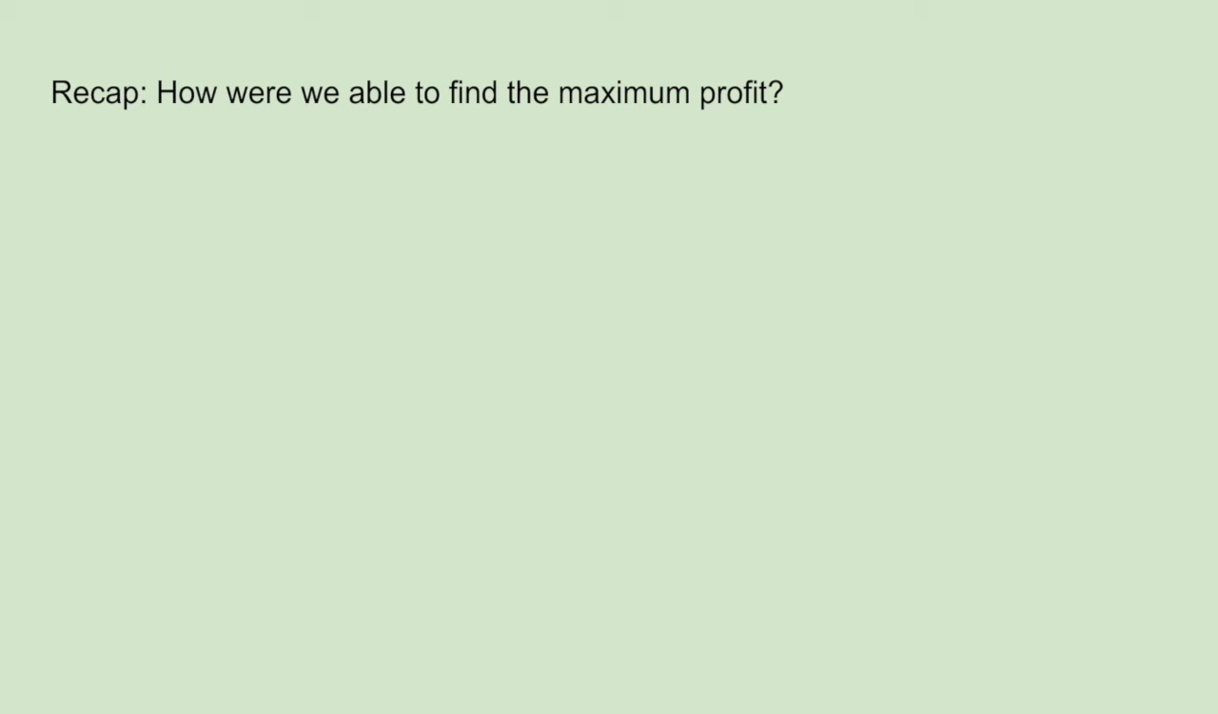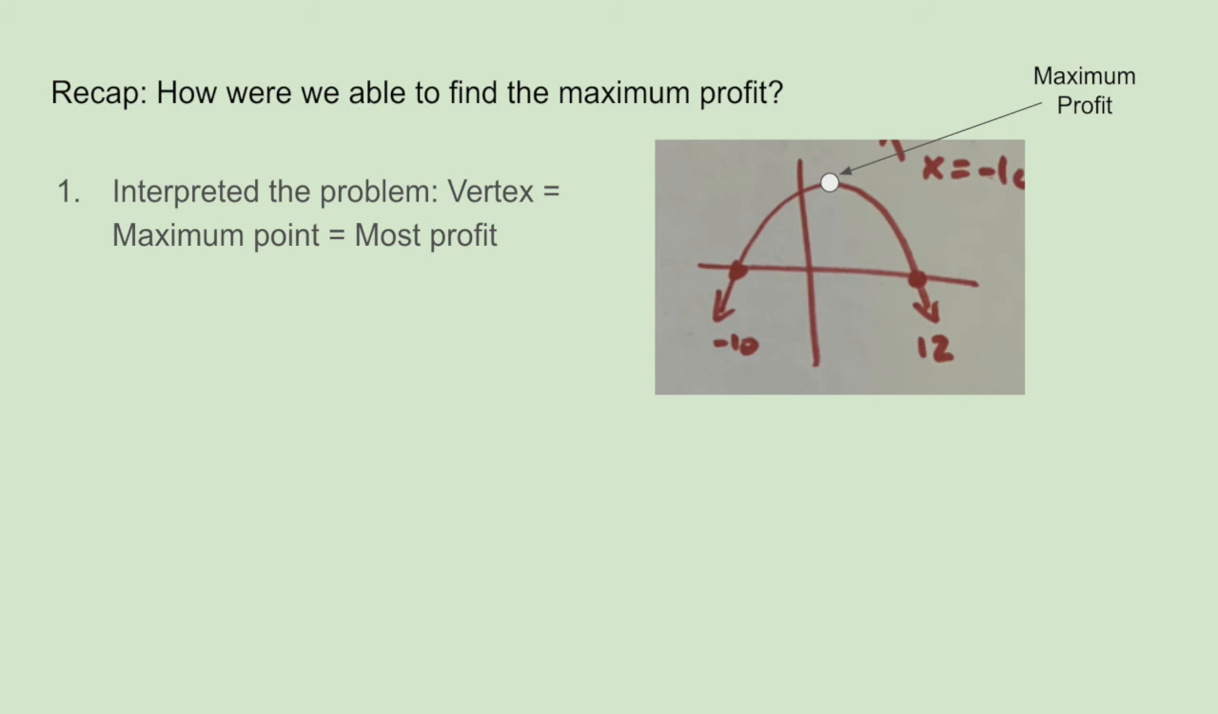All right, so that problem maybe seemed a little intimidating. There was a lot going on there. So I just wanted to recap, because from now, you're going to start doing this on your own and with your teacher. And I want to just be clear about what we did together that allowed us to find the maximum profit. So the first thing we needed to do was interpret the problem. We needed to know that the vertex meant the maximum point, which meant the most profit. So we had to know that we were looking for the vertex, which was the case because we knew p of x was the profit, and if we're trying to find the most profit, that means the highest value, which is the vertex of the parabola if it's concave down.